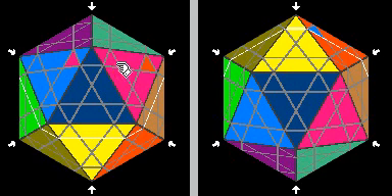It's significantly harder because of this orientation problem that I described. Significantly harder than the dodecahedral variant. But it's still a very fun puzzle, and I really encourage you to try it out.